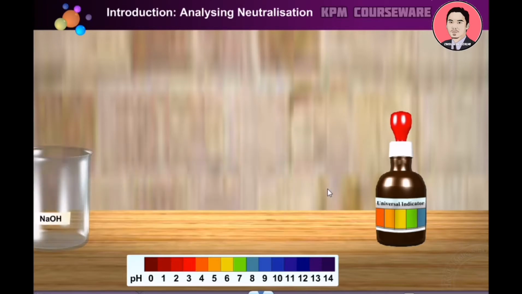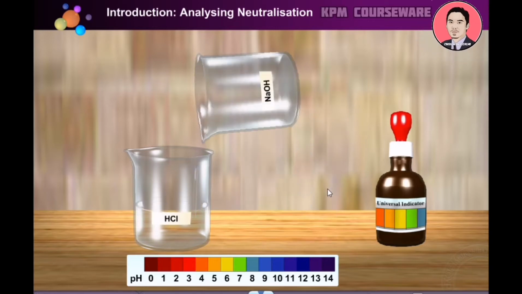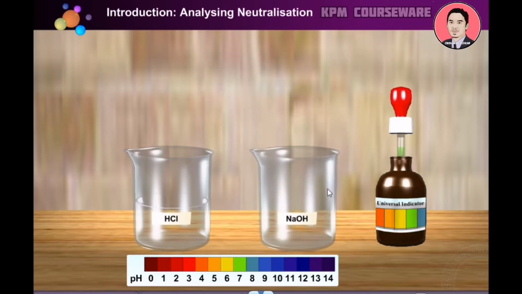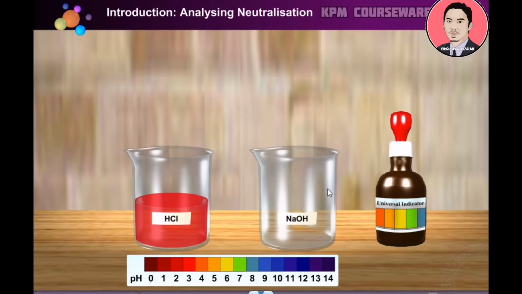Let's do it again. This time, the amount of alkali solution added is cut into half. Add 3 drops of universal indicator. Now, it has become more acidic. So, what is the best way to determine the exact point where neutralization is achieved?